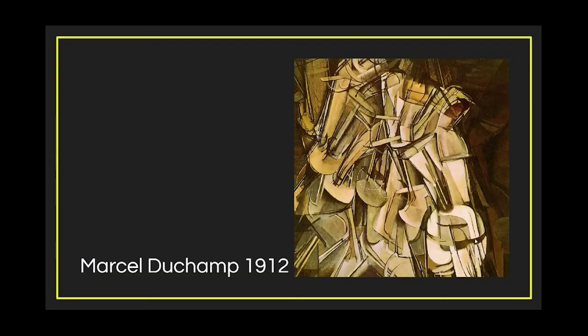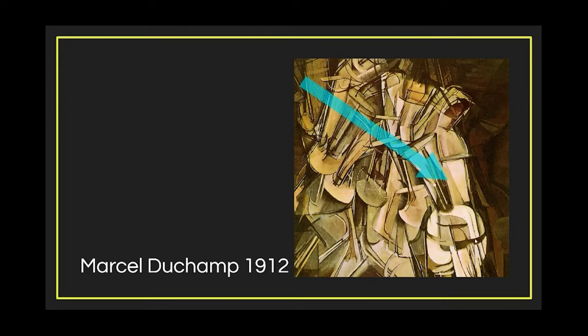Let's look at this Cubist painting done by Marcel Duchamp in 1912. It's called Nude Descending a Staircase. In this painting, there is a series of overlapping images going in a downward motion. You see them overlapping one another. It's a bunch of different shapes.